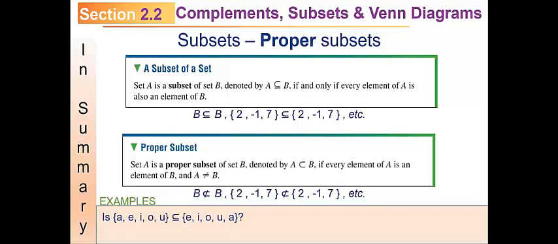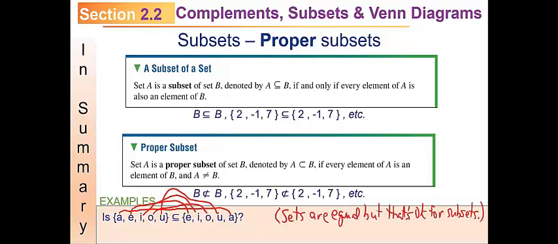Is the set containing A, E, I, O, U a subset of the set containing E, I, O, U, A? Remember, in sets, order doesn't matter. All you have to do is look. There is an A on the left that reappears on the right. There's an E on the left that reappears on the right. Same is true for the I, the O, and the U. So that is true. Yes, that is a true statement.